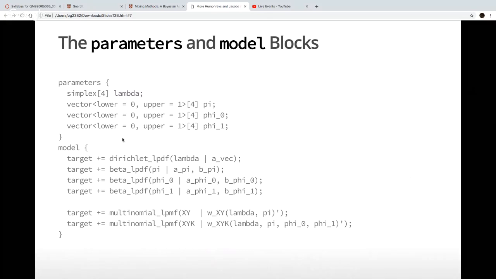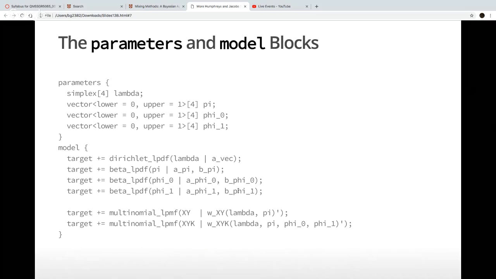And then we go into the model block where we just need to specify the numerator of Bayes' rule that corresponds to our generative models, always remembering we need to express these densities and probabilities and likelihoods and whatnot in log units. So our prior for lambda was Dirichlet, but it's now Dirichlet LPDF for the log PDF, conditional on the shape parameters we passed in data. Log beta PDFs for pi, phi0, and phi1, conditional on the stuff that represented our prior beliefs going in.